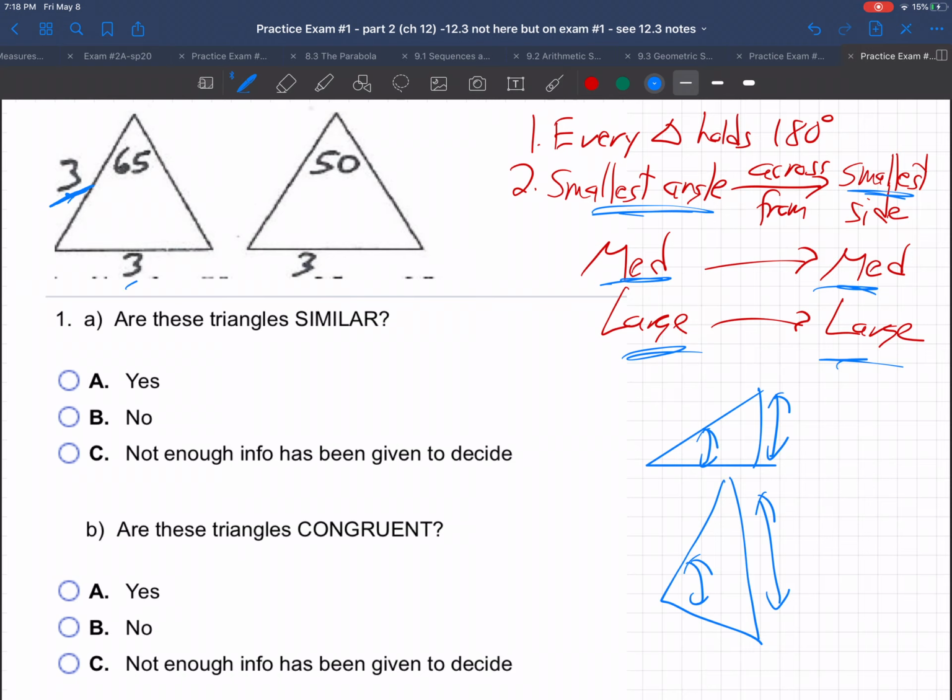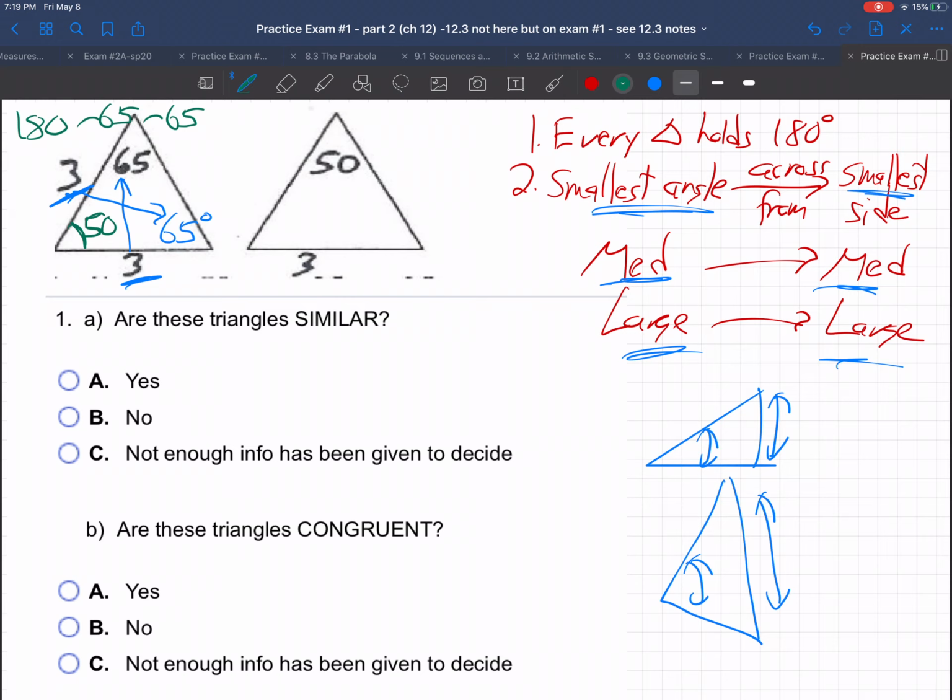Well, if this is 3 and this is 3, they're the same side length in the same triangle. So if across from that 3 is 65, then across from the other 3 has to be the same thing. That has to be 65 degrees as well. If you have two sides that are the same, the angles across from them must be the same. And then if we have 65 and 65, we can find the last angle by subtracting from 180, right? 180 minus 65 minus 65. What's that going to be? 50. So this one's 50. That makes 180 total in that triangle.